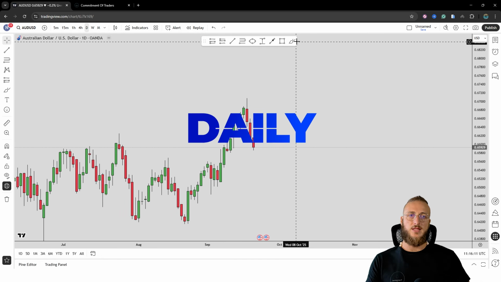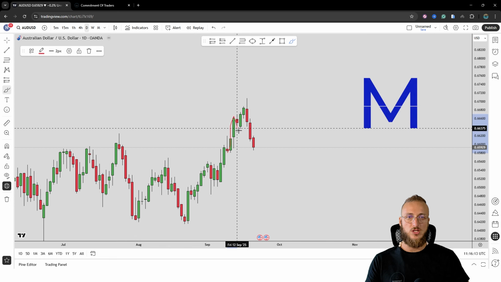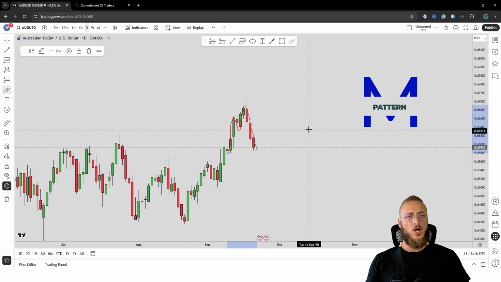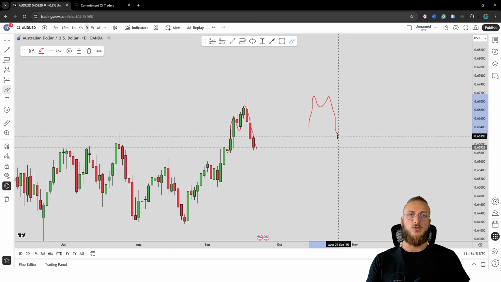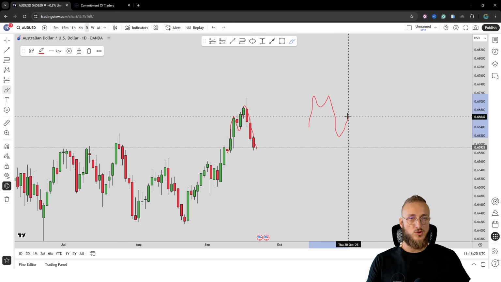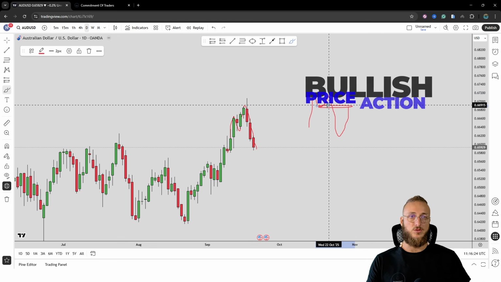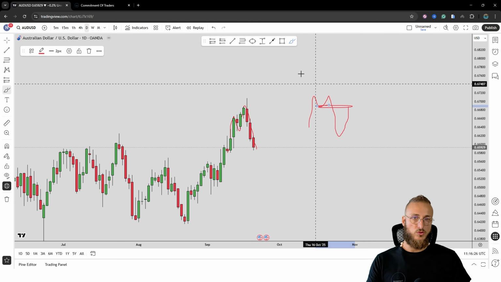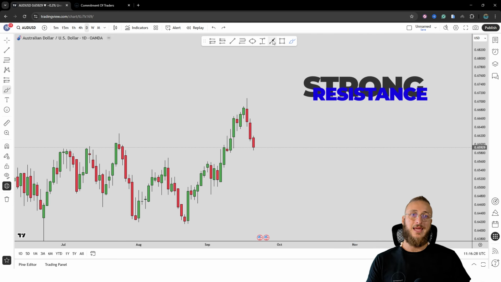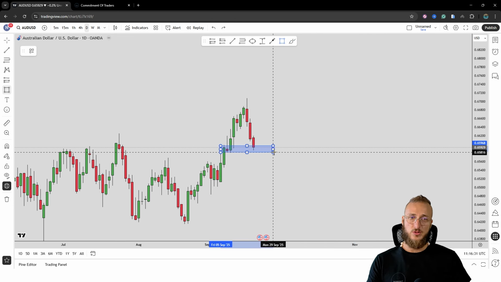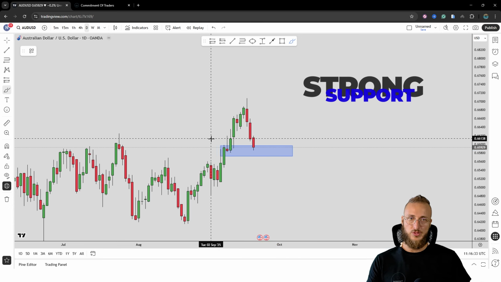Now from a daily perspective, what we can notice is that the market has just created this M pattern. Now when there is the creation of an M pattern, there is an increased probability in my experience to see a rejection to the upside and for the market to complete the M pattern at the neckline, which is the previous support turned resistance.